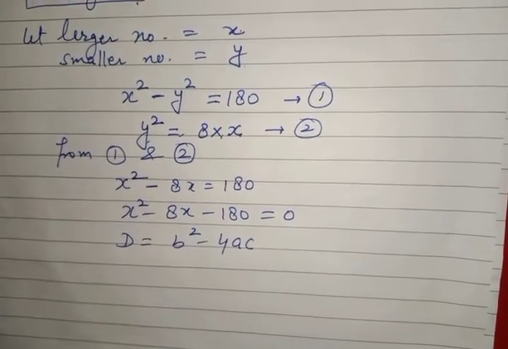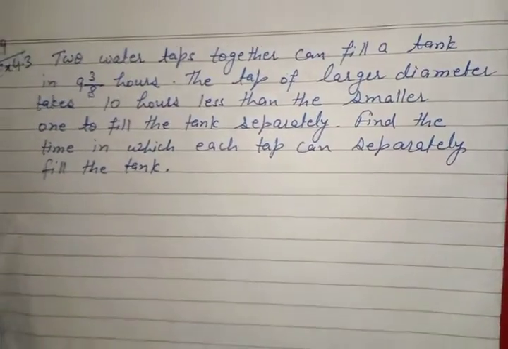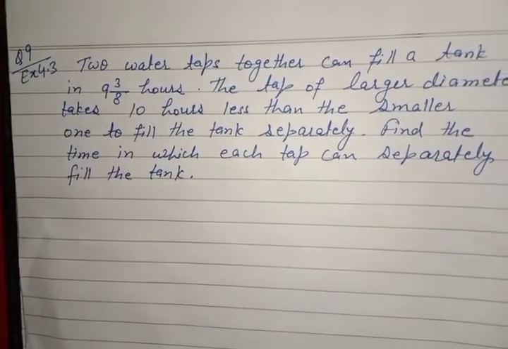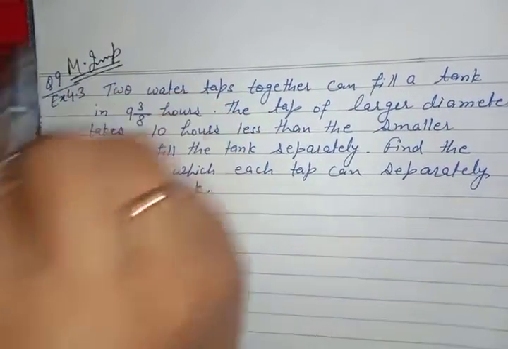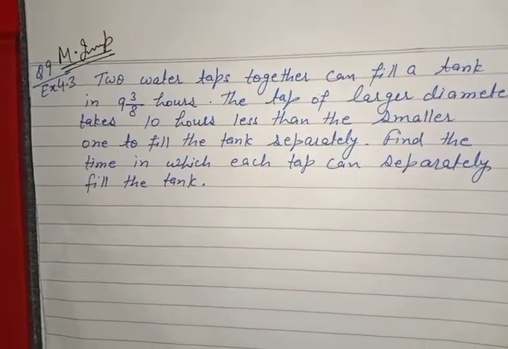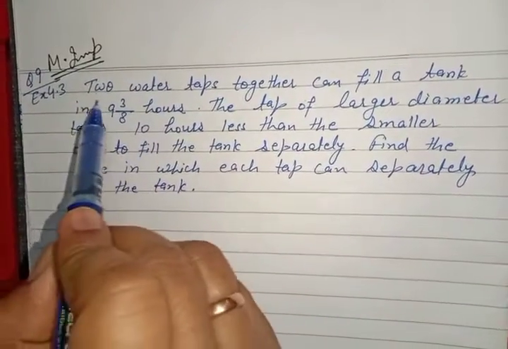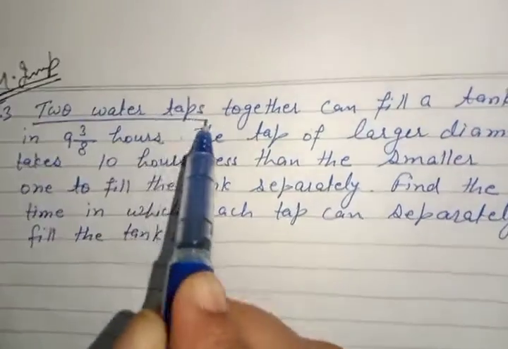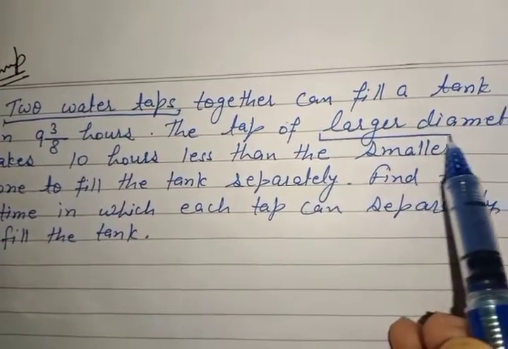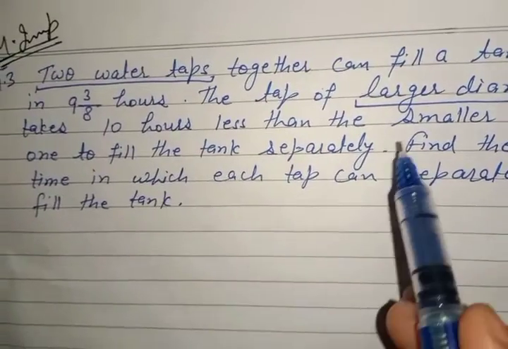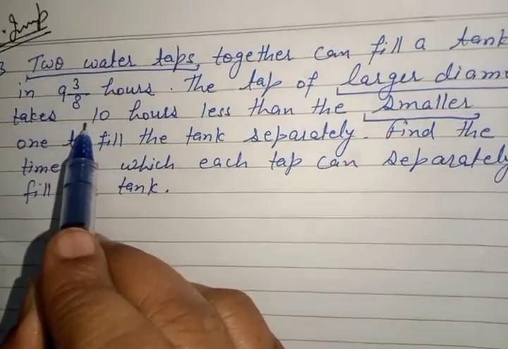Now we move on to the next question, question number 9 of exercise 4.3. Again it is most important, I should say. A very important question for the pre-board, for the September exam, for every exam. A very important question of this exercise. There are two water taps. One is with a larger diameter and the other with a smaller diameter. And the question is about the time taken.